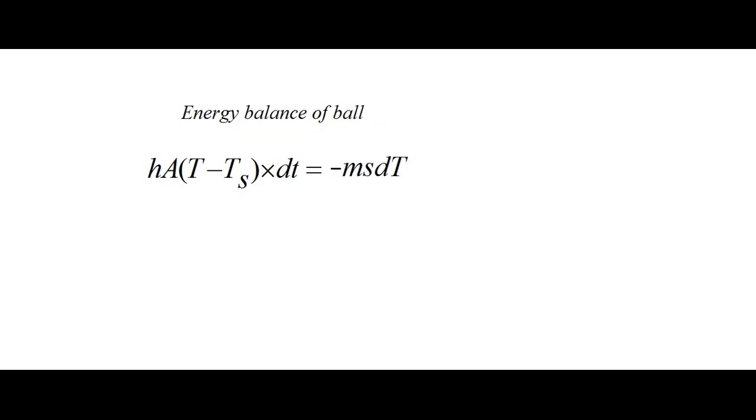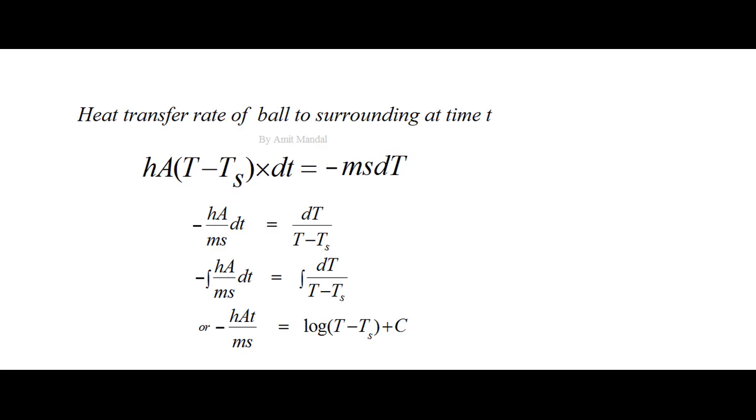Here m is the mass of ball, s is the specific heat, and dT is the change in temperature. We know that heat given to the system is m s dT, and heat taken out from the system is minus m s dT, because heat taken out is taken as negative and heat given is taken as positive. So the amount of heat in a small time interval dt at time t, hA(T minus Ts) dt, must be equal to minus m s dT. Now further we can arrange like this: minus hA over m s into small dt must be equal to dT over (T minus Ts).